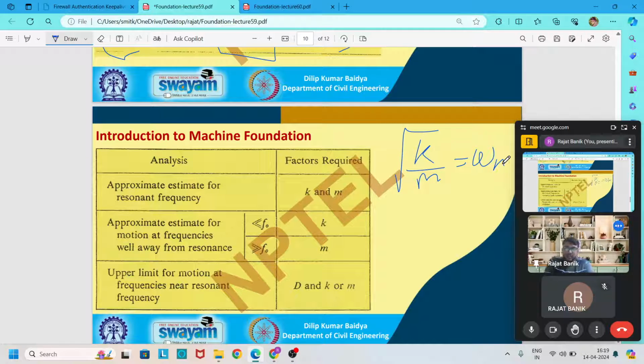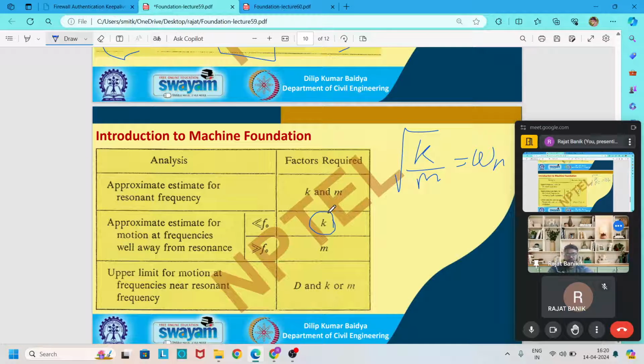Then, for the analysis of approximate estimate for motion at frequencies away from the resonance, that means if the frequency is away from the resonant frequency, either it is greater than the resonant frequency or it is less than the resonant frequency. If the working frequency is less than the resonant frequency, then the most important factor is K, that is the stiffness of the foundation.